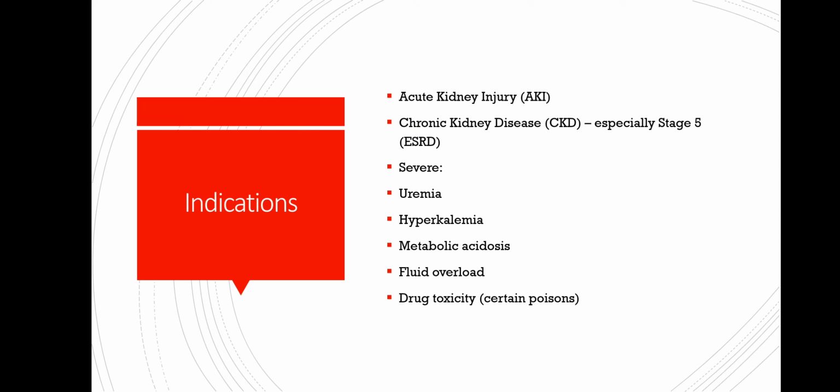Next, indications of hemodialysis. First one, acute kidney injury. It is known as AKI. Then, chronic kidney disease, CKD, especially stage 5 end stage renal disease. Severe indications of hemodialysis like uremia, hyperkalemia, then metabolic acidosis, fluid overload, drug toxicity, certain poisons.